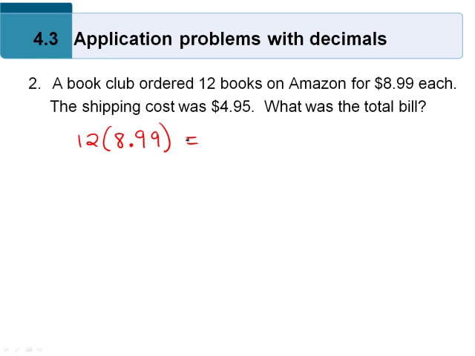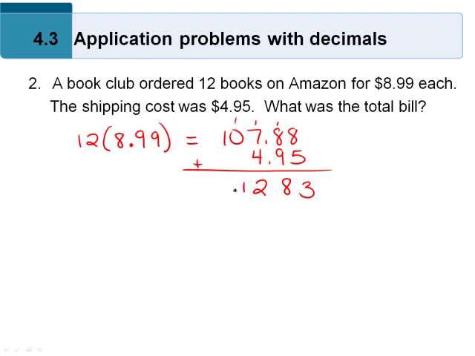Okay? So when we multiply that, we get $107.88. Okay, so that was the total cost of the books. Now we need to add on the shipping, $4.95. So let's see here. 8 and 5 is 13. 9 and 9 is 18. 12, carry a 1. It should be $112.83 was the total bill. So let me just double check and make sure. Yep, $112.83.